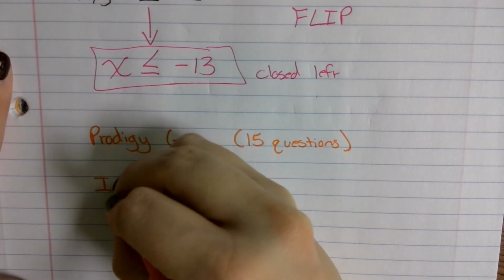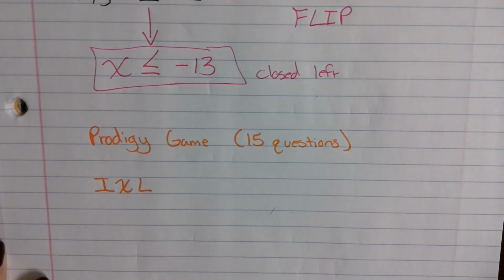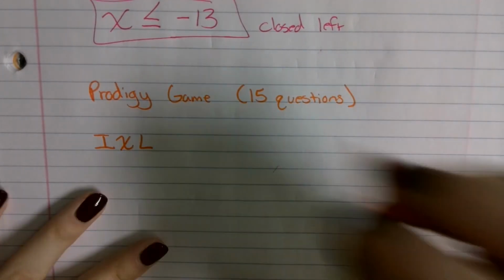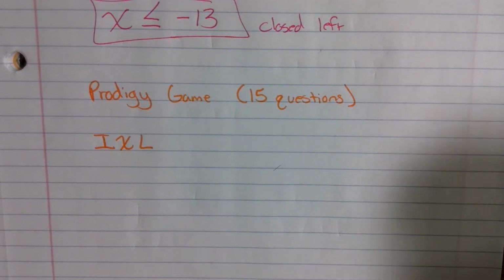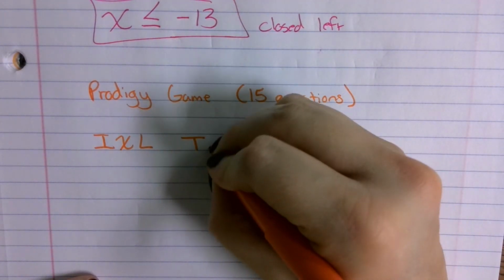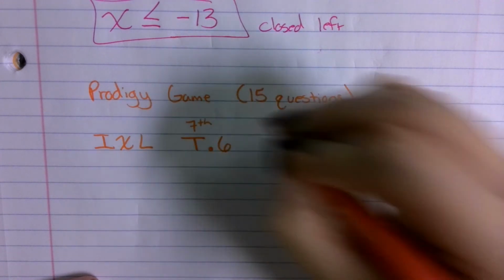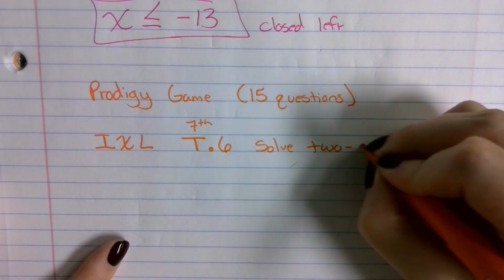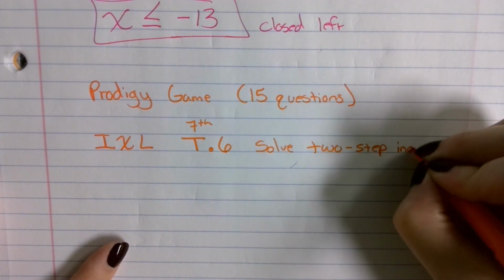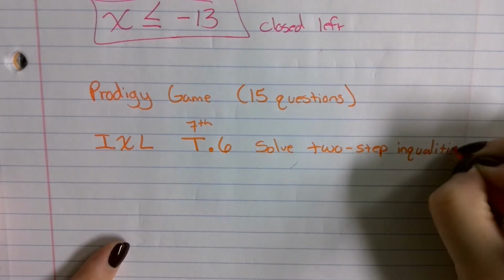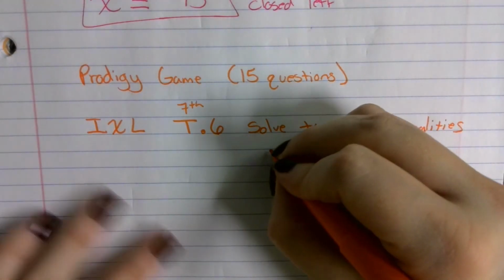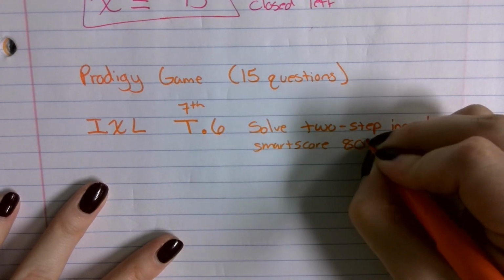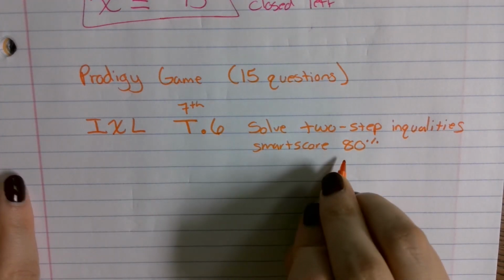Then you also have your IXL. Some of you have not finished your IXL still. I'm giving you a little bit more time. So today's brand new IXL is T.6. And don't forget this is in 7th grade. T.6, which is labeled Solve Two-Step Inequalities. So let me talk about that. You need to have a SMART score of an 80. SMART score of an 80.